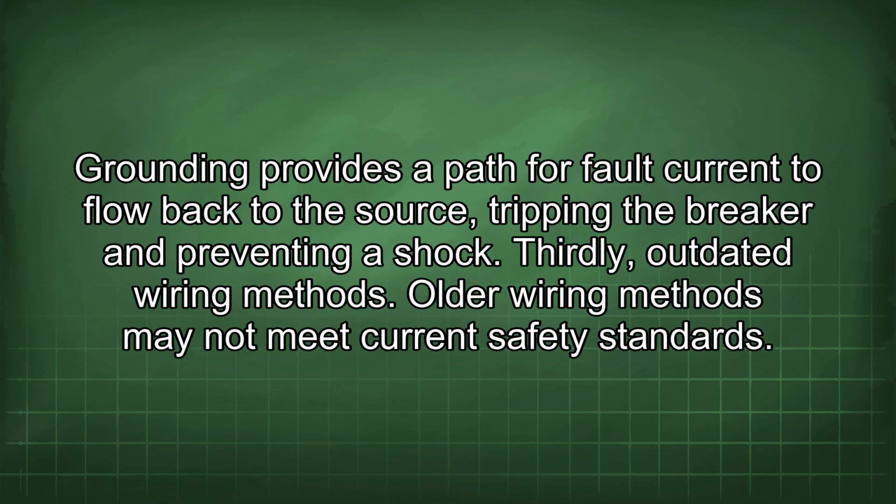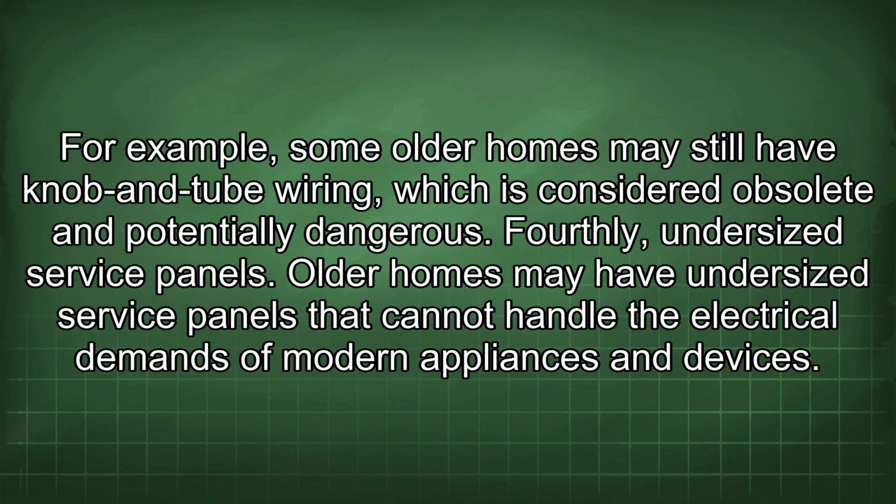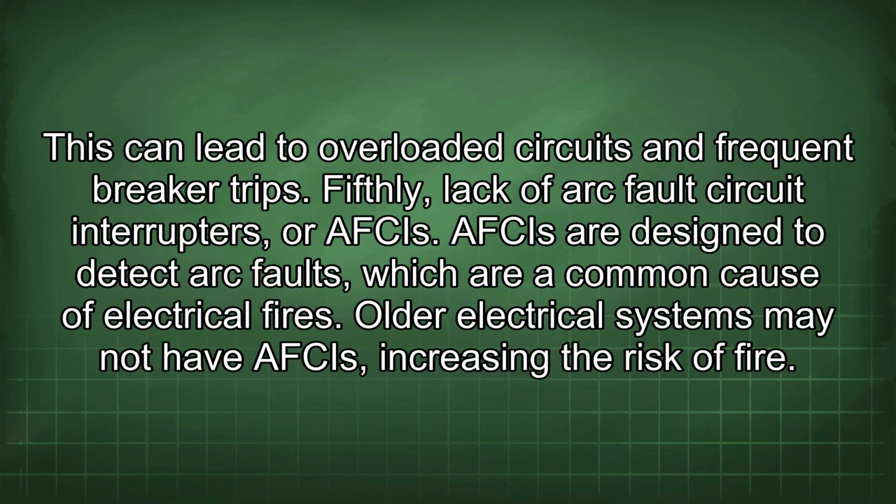Thirdly, outdated wiring methods. Older wiring methods may not meet current safety standards. For example, some older homes may still have knob and tube wiring, which is considered obsolete and potentially dangerous. Fourthly, undersized service panels. Older homes may have undersized service panels that cannot handle the electrical demands of modern appliances and devices. This can lead to overloaded circuits and frequent breaker trips.